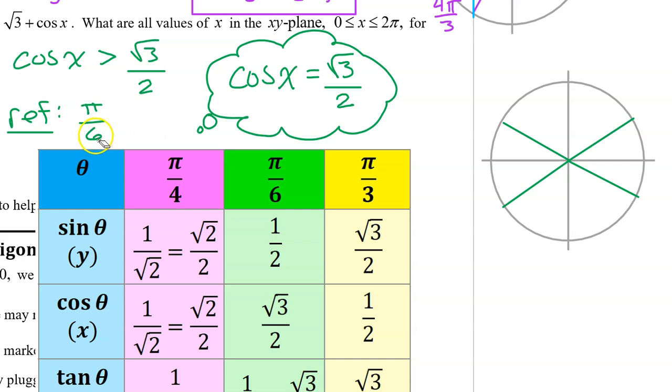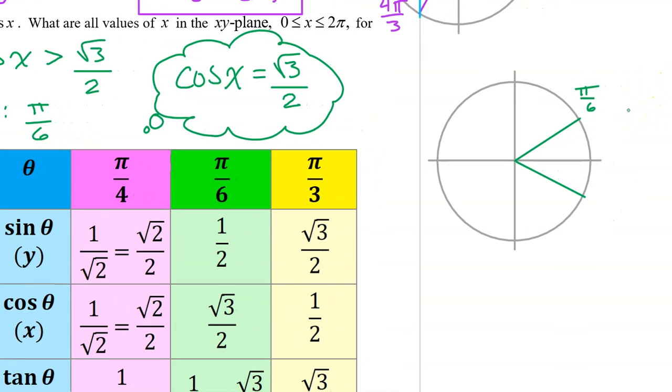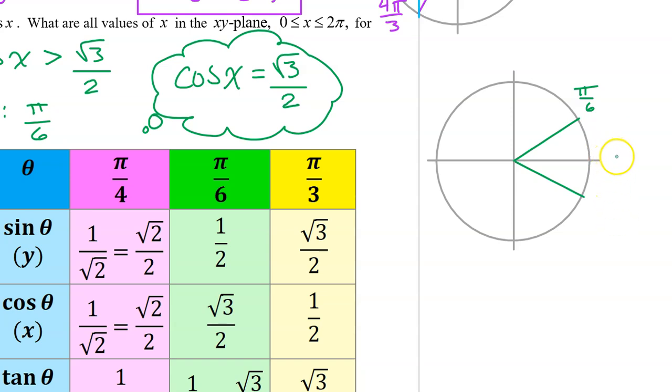Since we want to know where cosine is equal to positive radical 3 over 2, we will focus on only the first quadrant and the fourth quadrant, where the x value, and thus the cosine, is positive. The angle in the first quadrant with a reference angle of pi over 6 is pi over 6 itself. We can think of 2 pi as 12 pi over 6. So this angle in the fourth quadrant is 11 pi over 6.